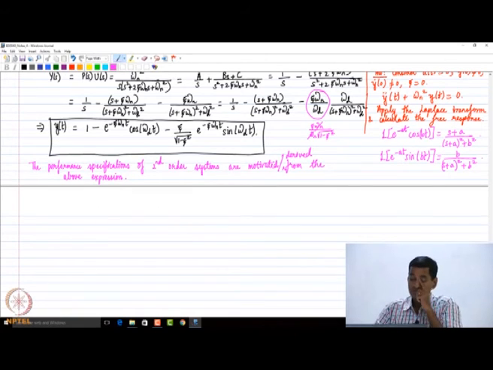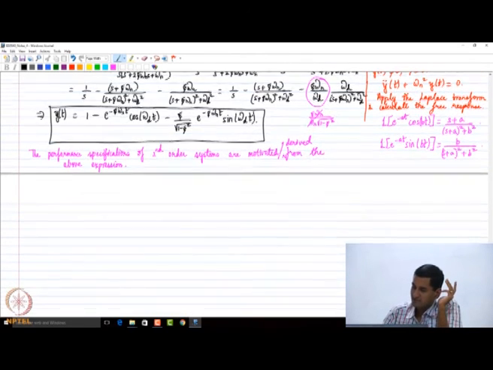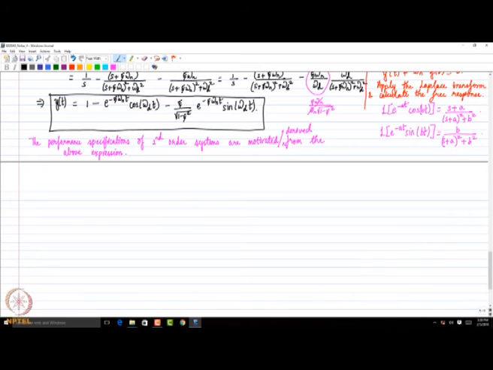Great. So we see that this is the expression. Let me draw how this response would look. Then we will discuss this. So typically, if we plot this unit step response.